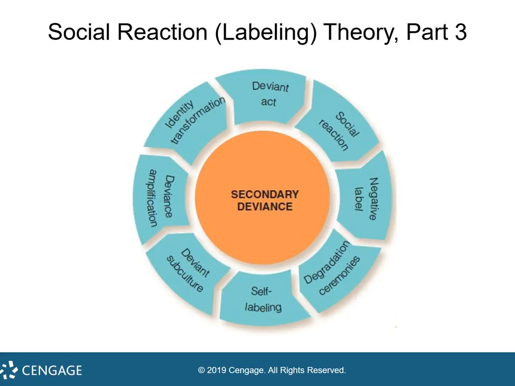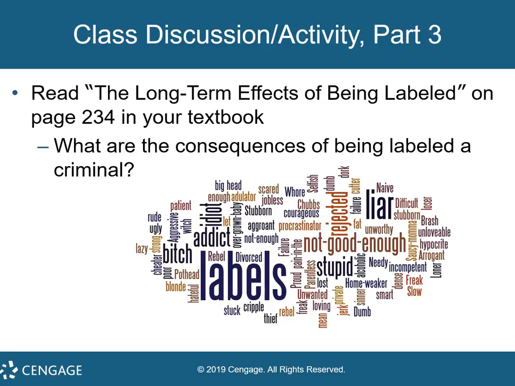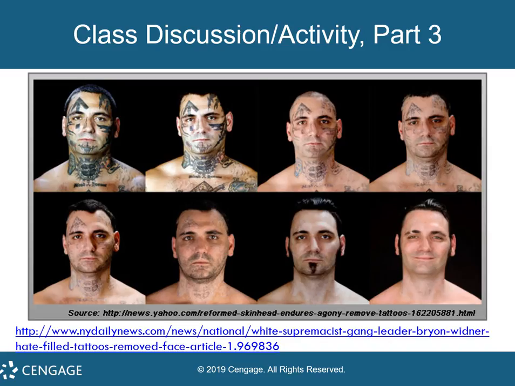And you can look again in your book. There's a diagram that shows the social reaction or the labeling theory. If you have a chance in your textbook, I would take a look at this. You can read the article titled Long-Term Effects of Being Labeled on page 234 in your textbook. And you can think about the question, what are the consequences of being labeled a criminal? Are there actually some consequences?